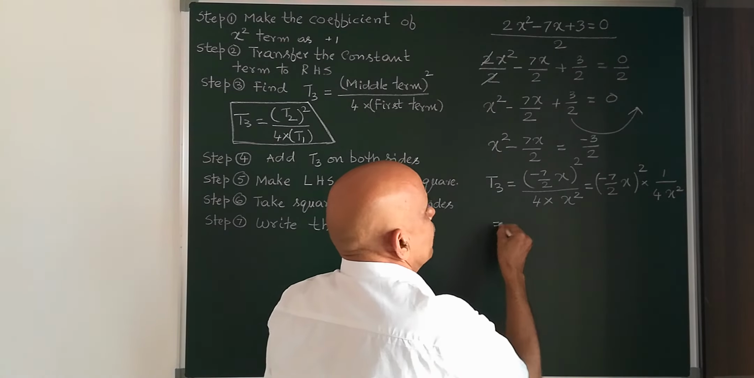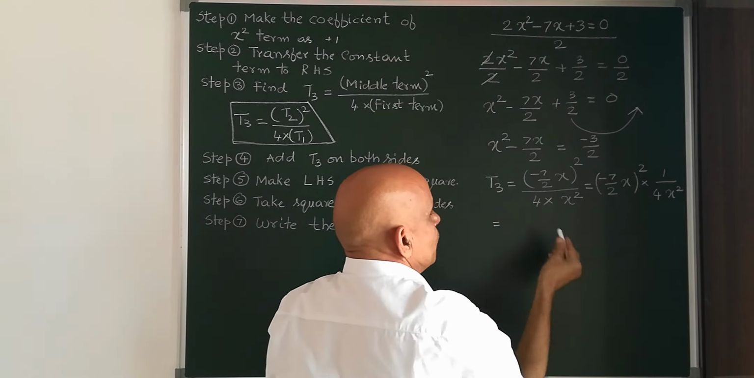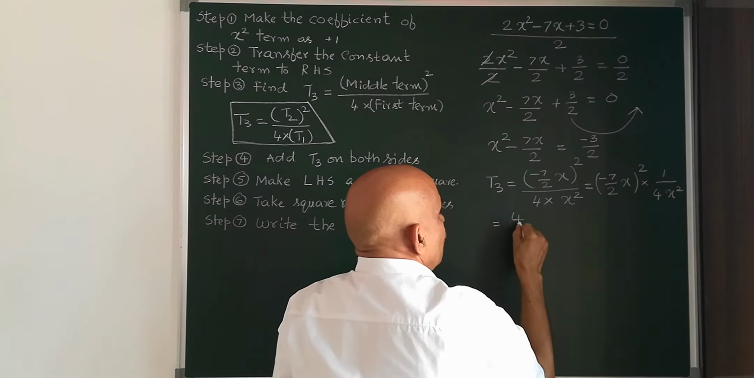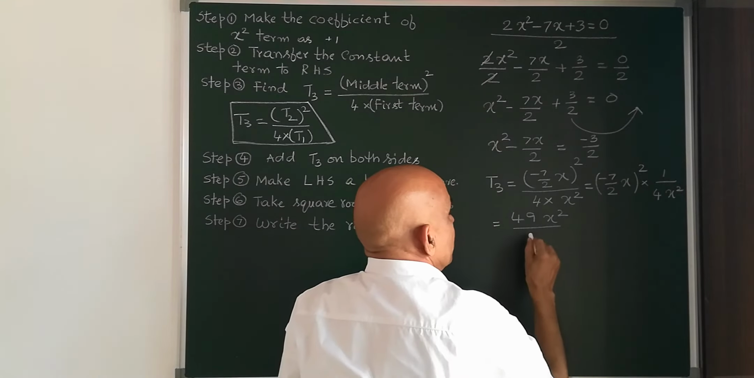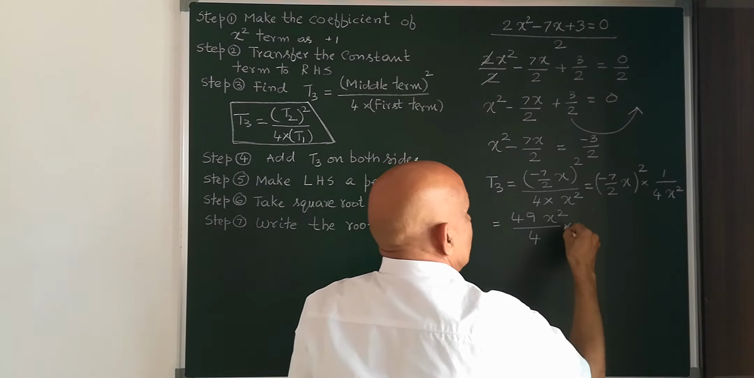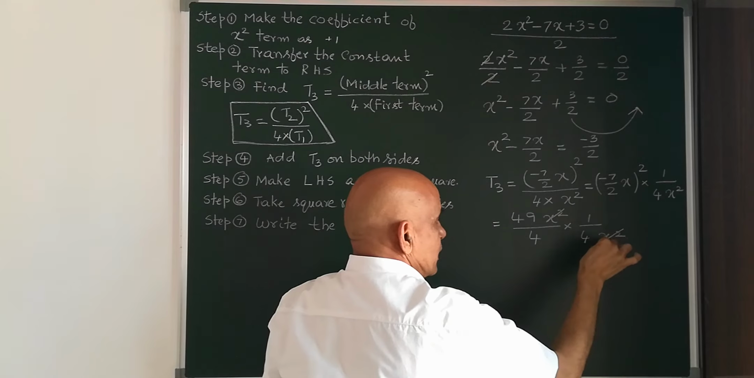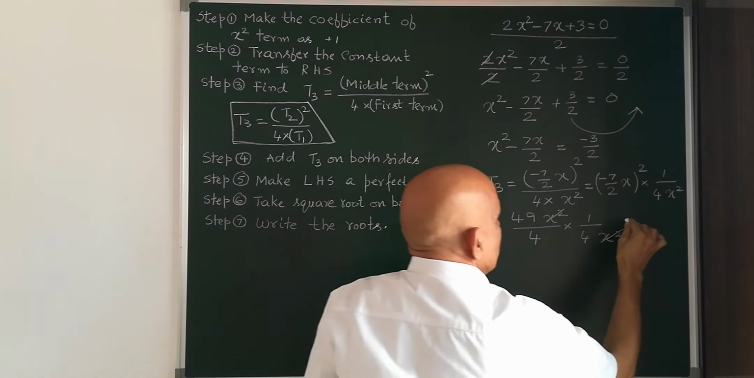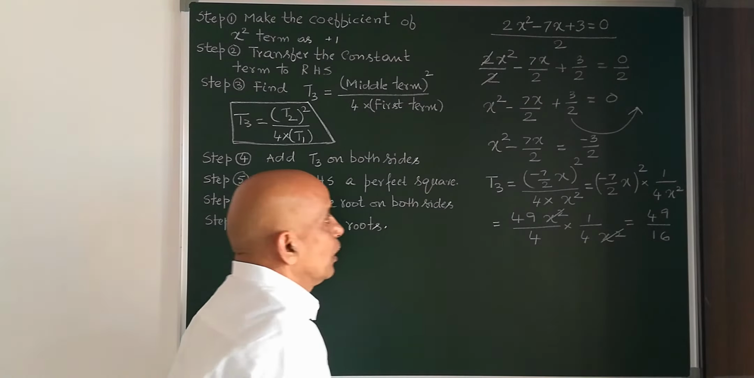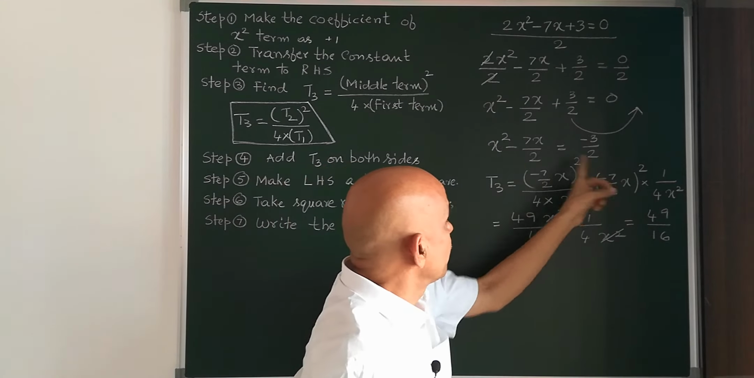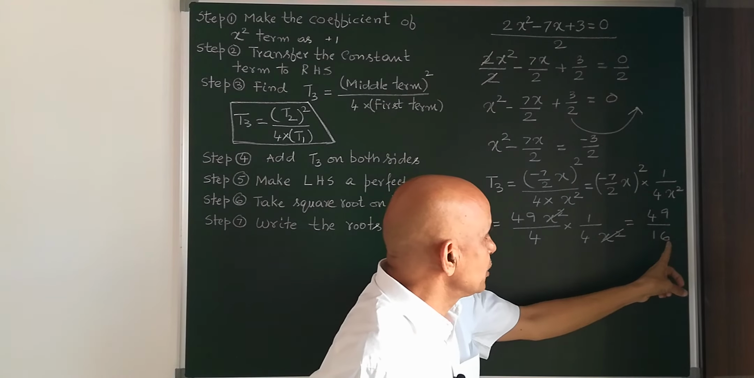Now here I will write this square both for numerator denominator. When it is minus whole square it becomes plus. 7 square is 49 x square by 2 square is 4 into 1 by 4 x square. Now this x square gets cancelled. So 4 into 4 is 16. So this becomes 49 by 16. So we have to add to this. We have only 2 terms here. The third term to be added is 49 by 16.